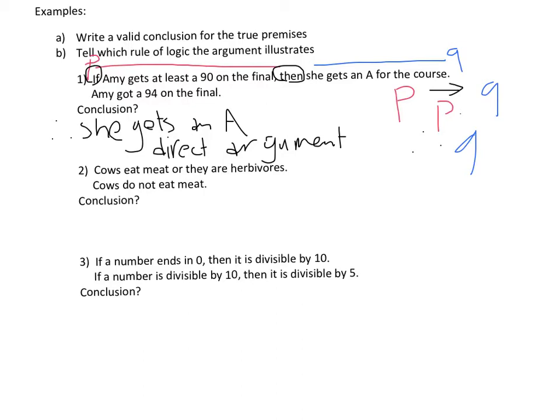Example number 2: cows eat meat or they are herbivores. I notice right away this "or," so I think, okay, it must be one or the other. So cows do not eat meat, therefore, they are herbivores.